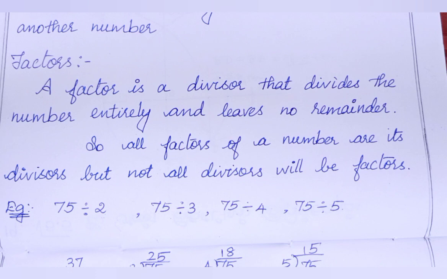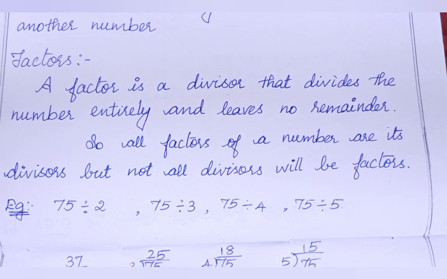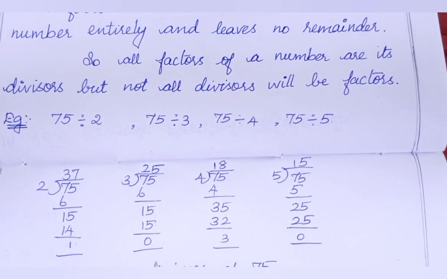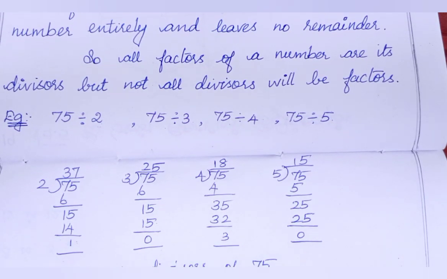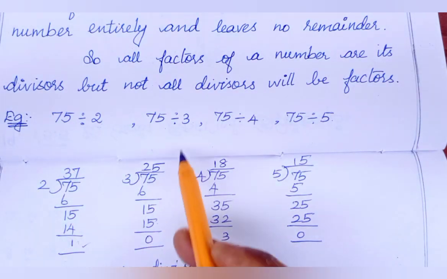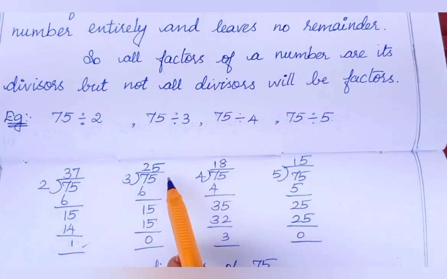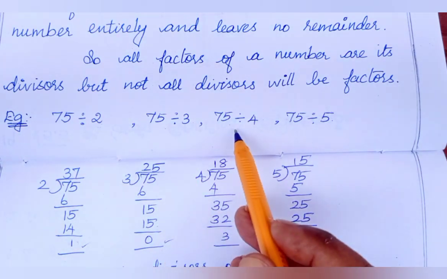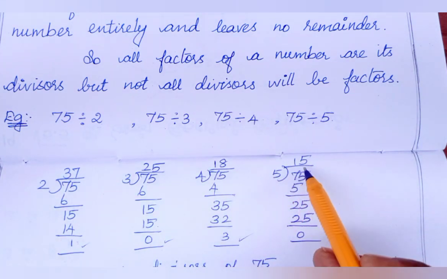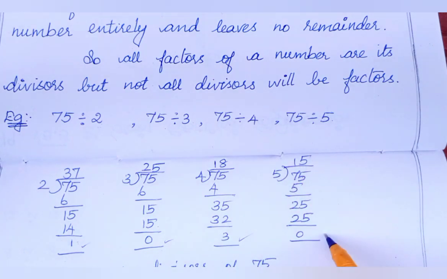So any number which divides another number is called a divisor, but whatever number it may be, if it divides the number completely, in the sense that it leaves a remainder 0, then those numbers are called the factors of the given dividend. Here we have divided 75 by 2 and got a remainder 1. We divided 75 by 3 and got a remainder 0. We divided 75 by 4 and got a remainder 3. And we divided 75 by 5 and got a remainder 0.